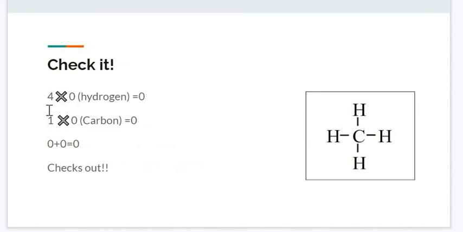So we're going to check it again. We have 4 hydrogens, so 4 times 0. So total for the hydrogens we have 0. We had 1 carbon, so 1 times 0, which was the formal charge, equals 0. And 0 plus 0 equals 0. And as we can see, this has a charge of 0. So it checks out.